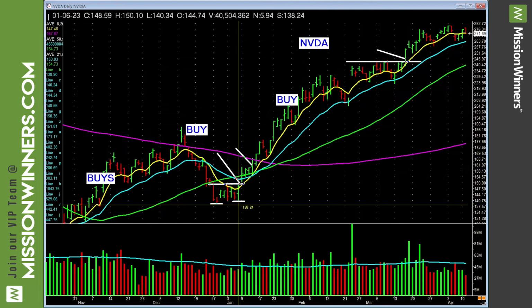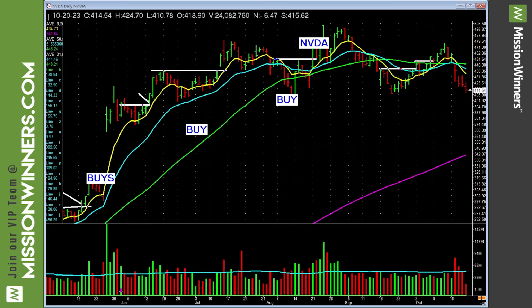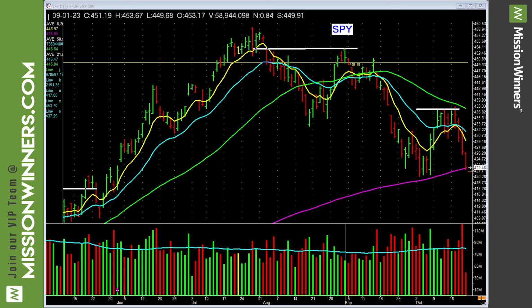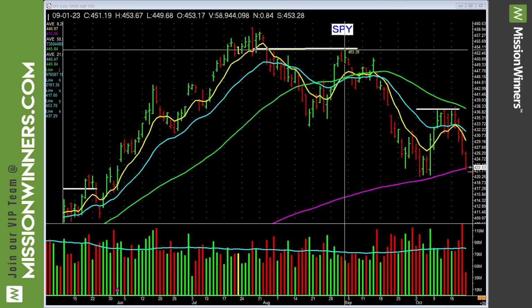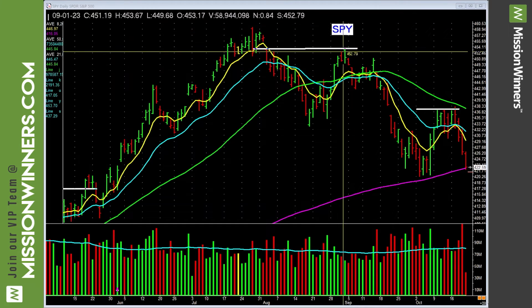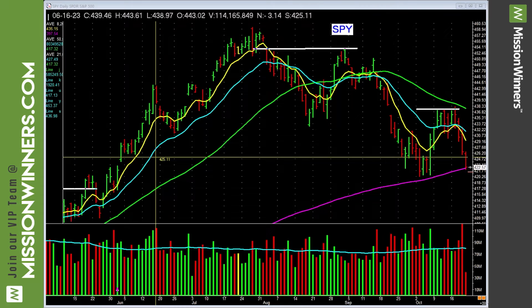So here we are now. Now I want to go back and show you something here. This is the spiders. And you can see it rallies up and then it fades off. This high is lower than this high. This high is lower than this high. You simply get in line with it. You don't have to argue with it. You don't have to forecast. It will tell you what to do.